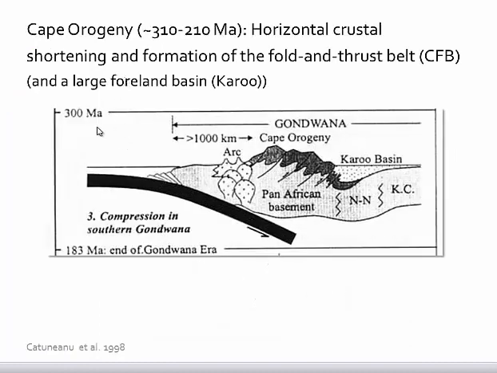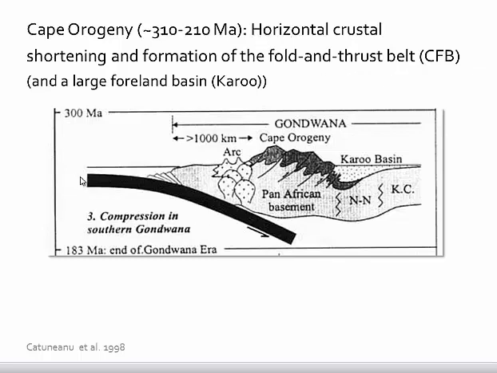Now we step in time forward to the time at around 300 to roughly 200 million years. This is the time when the Cape Supergroup rocks, which are shown here in dark gray colors, sitting on top of the Pan-African basement, when they undergo contractional tectonics and form what we call a fold and thrust belt. The Cape Fold Belt is tectonically, in its classification, a fold and thrust belt. And this is a result of horizontal shortening.